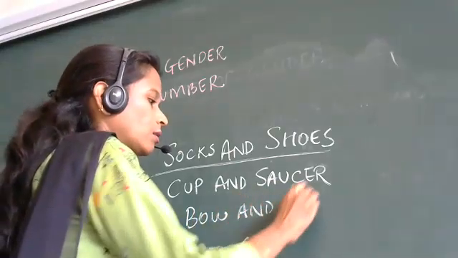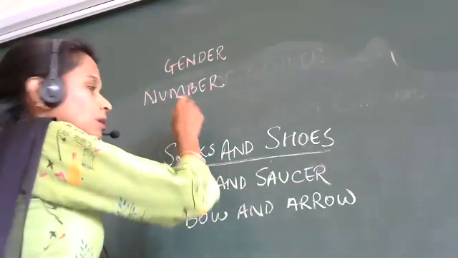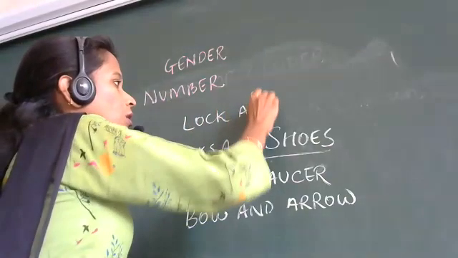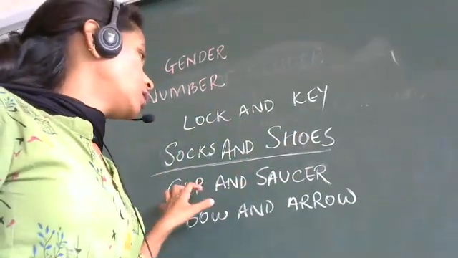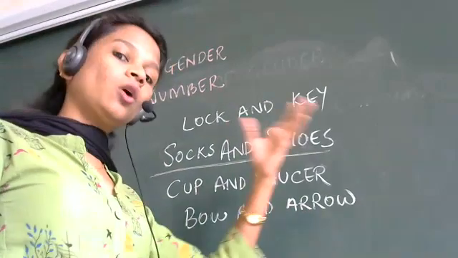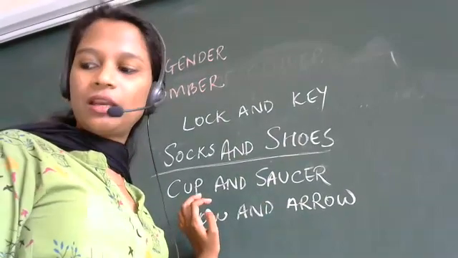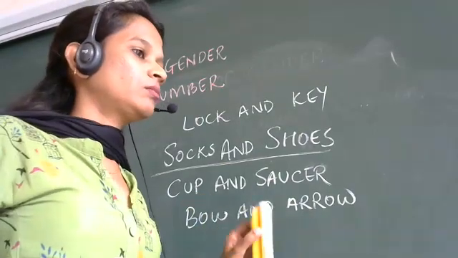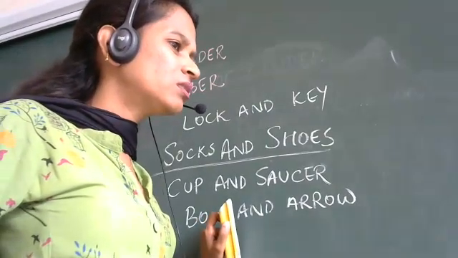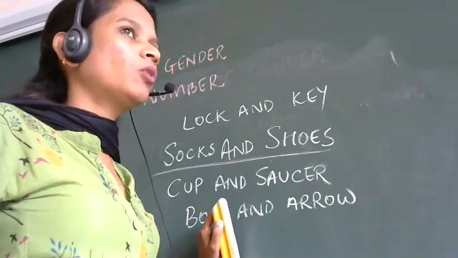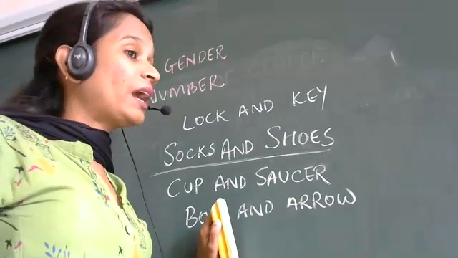Are you understanding? Bow and arrow. Can you give me examples of such things? Then you have lock and key. Socks and shoes. Cup and saucer. Bow and arrow. Doors and windows. Shirt and trousers. Yes, shirt and pant. Floor and wall. Okay. Doors and windows. Thread and kite.